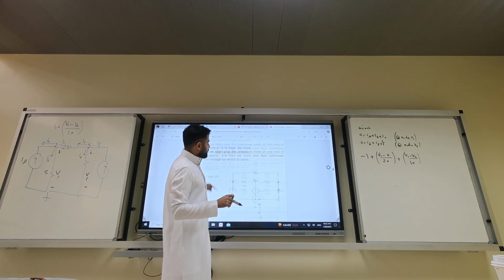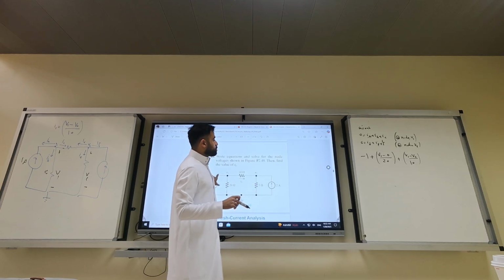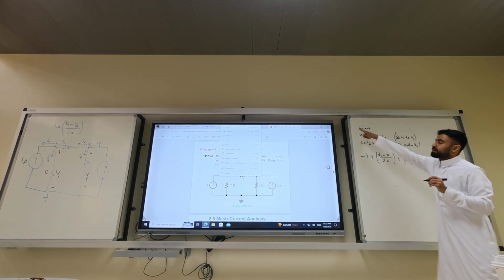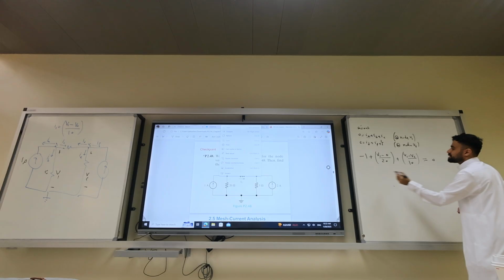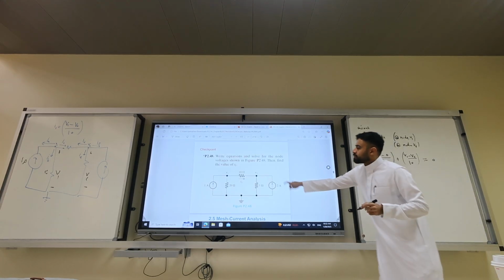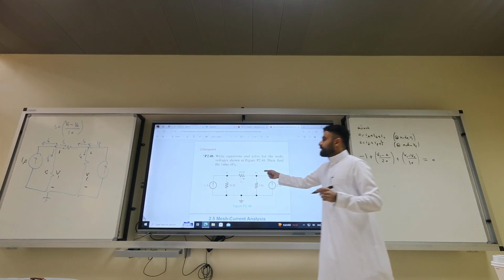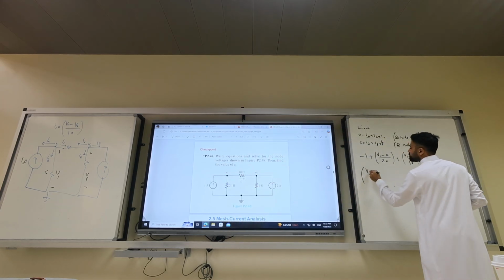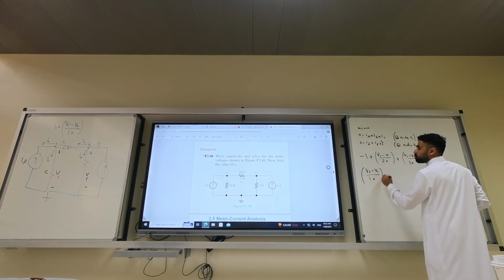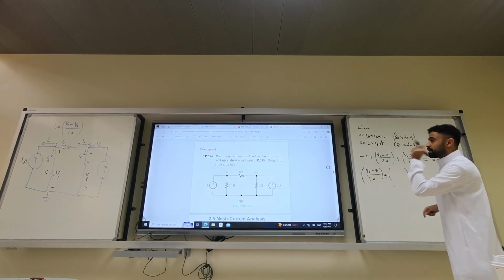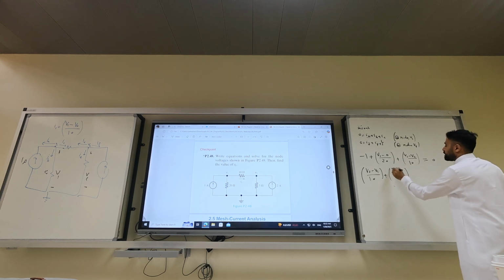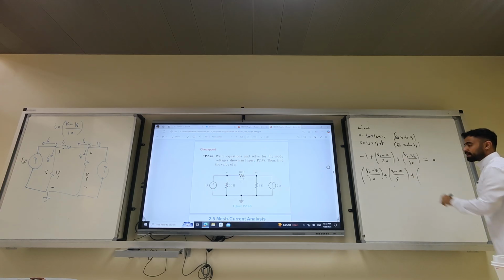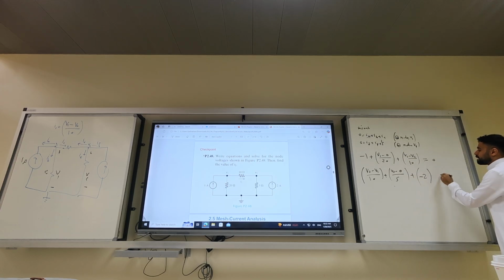Now, going back, what should we do? Equal to 0. This is equation 1. What is equation 2? What is ID? ID is V2 minus V1 over 10. What is IE? It's V2 minus 0 over 5. What is the last one? Minus 2 equal to 0.